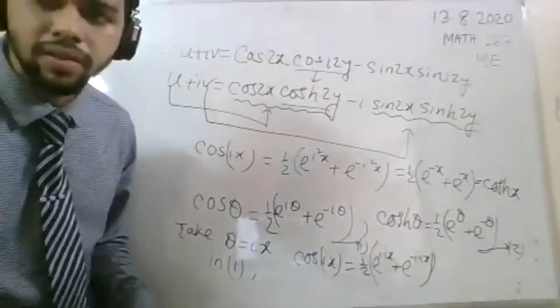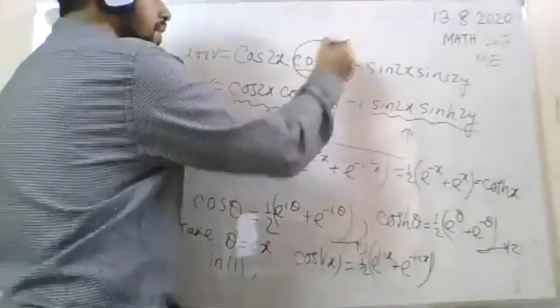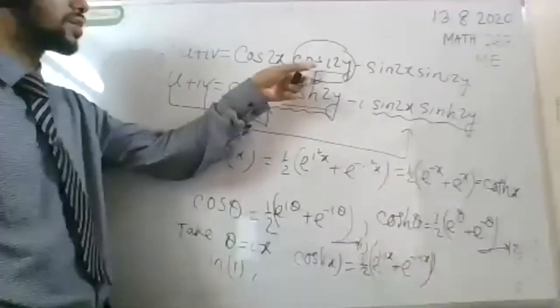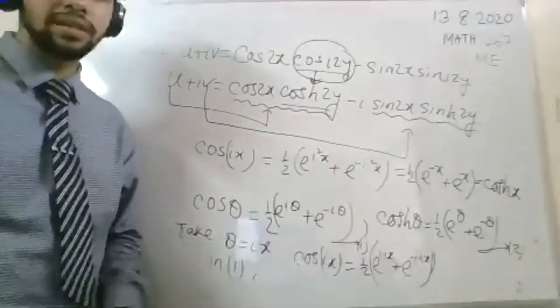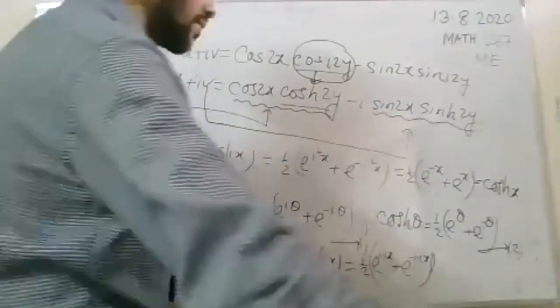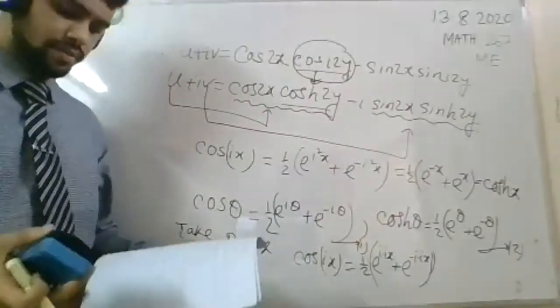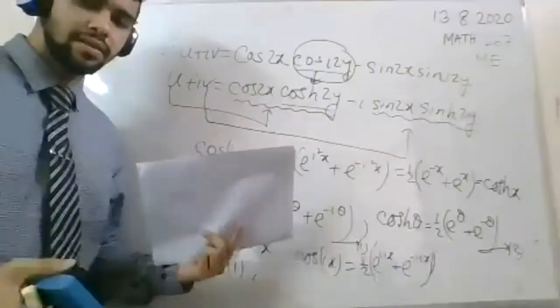Okay. So applying this same thing, we can easily say that cos i2y equals cos hyperbolic 2y. Is it clear? Is that clear? Yes, sir. Okay.